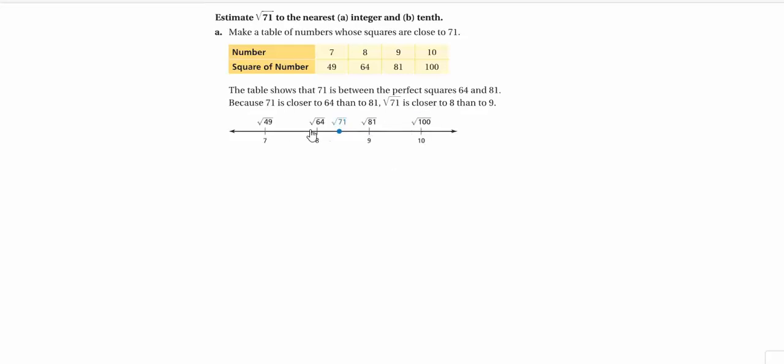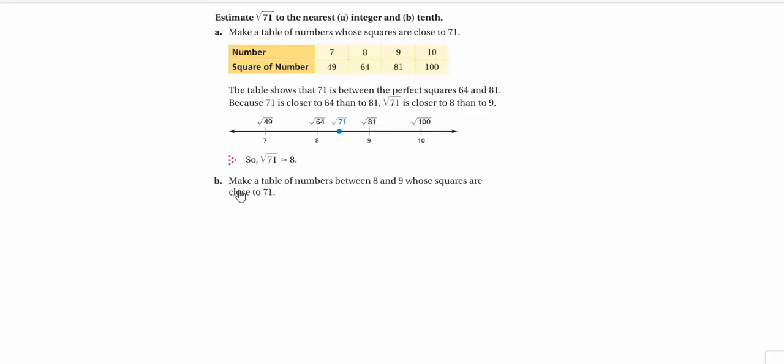All you have to do is look at it on a number line. Look at it this way. It's closer to the square root of 64, which is 8. So the square root of 71 is closer to 8, is about equal to 8.